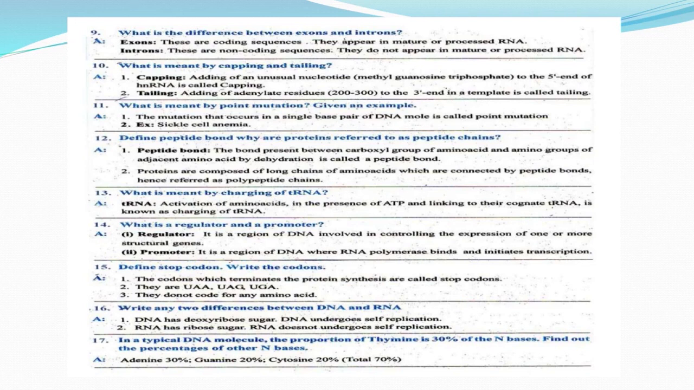Define stop codon and write the codons. The codons which terminate protein synthesis are called stop codons. They are UAA, UAG, UGA. They do not code for any amino acid.